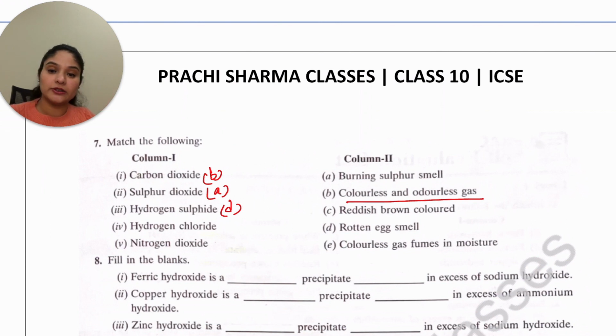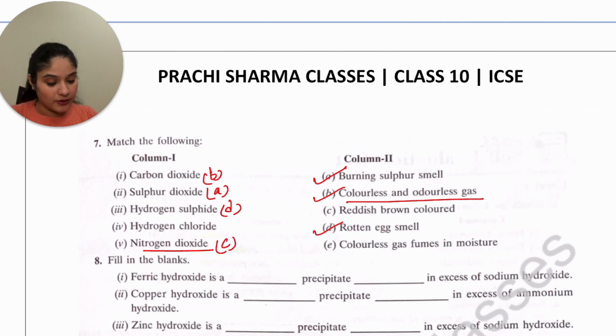If you would have done the chapter HCl, what can it be? What are we left with? We are done with colorless and odorless. We are done with burning sulfur smell, and we are done with rotten egg smell. So we are left with colorless gas fumes in moisture and reddish brown colored. So nitrogen dioxide is reddish brown colored. So this becomes a C, and this becomes E.